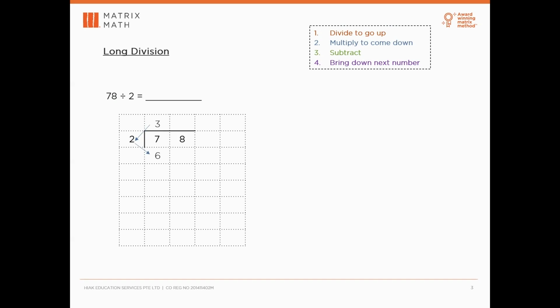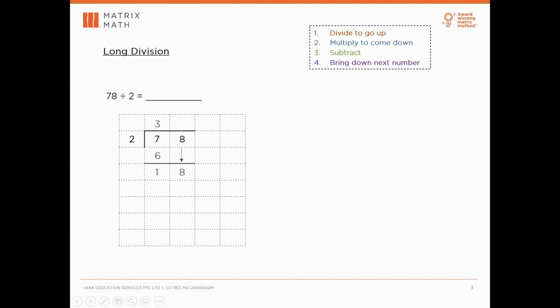After the second step, we do the third step, which is to subtract. The last number that we have is 6. So we subtract using 7 and 6. That will give us 1. And then we go to step number 4, which is bring down the next number. The next number would be the number within the lines, so the next number is 8. We bring it down, and what we have now is 18.